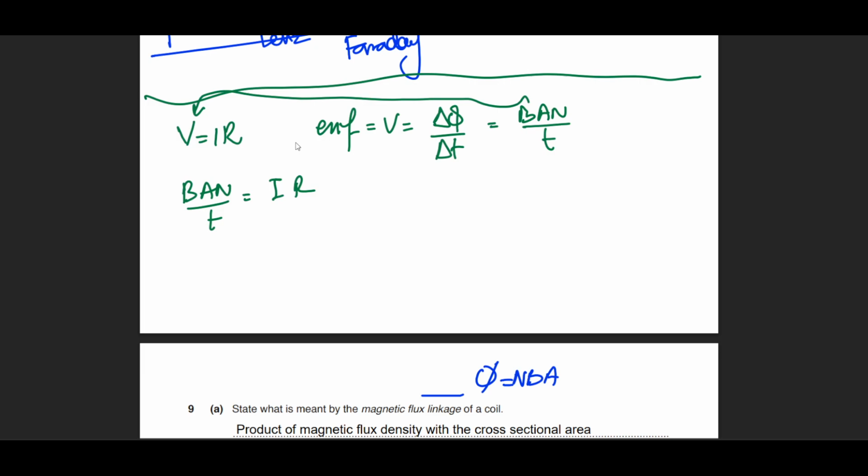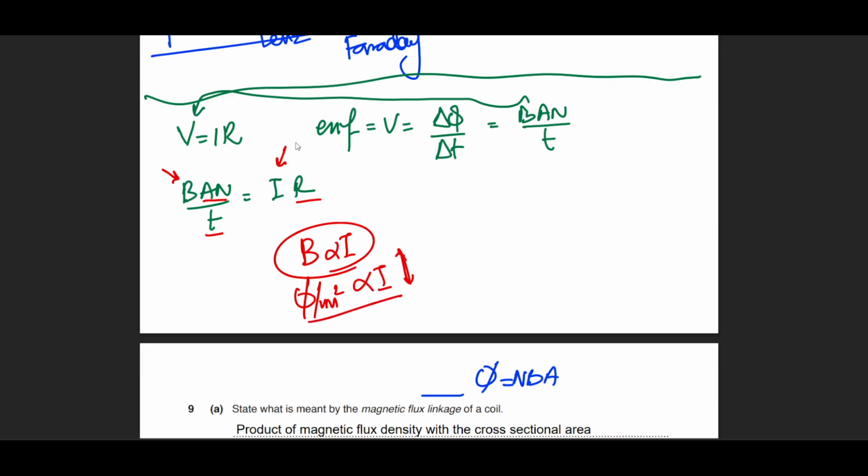Now, in some questions, he will talk about changing the magnetic field. He will sometimes talk about changing the flux. He will sometimes talk about changing the current. But are they related? Yes, they are related. We can see that if T, AN, and R are constant, then B is directly proportional to I. So if he talks about changing flux or flux density, which is per meter square, it will be linked to current. If he talks about increasing or decreasing current, he's actually talking about increasing or decreasing the flux.